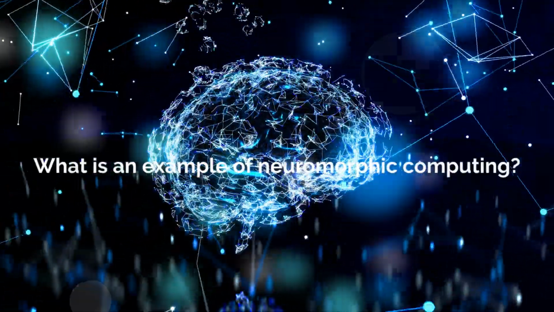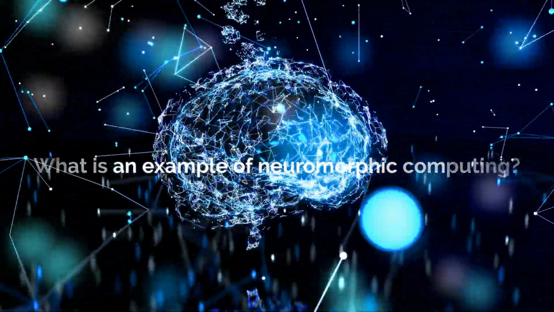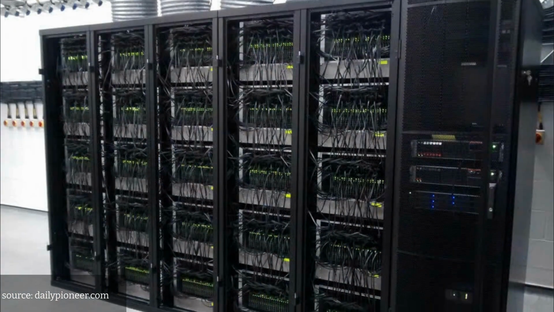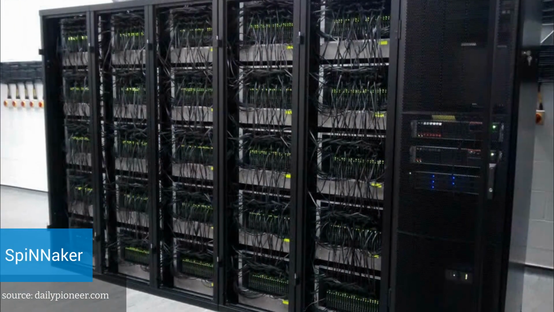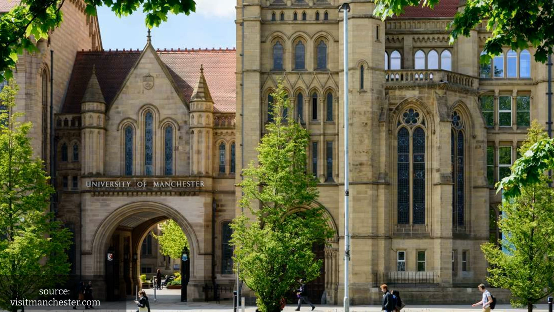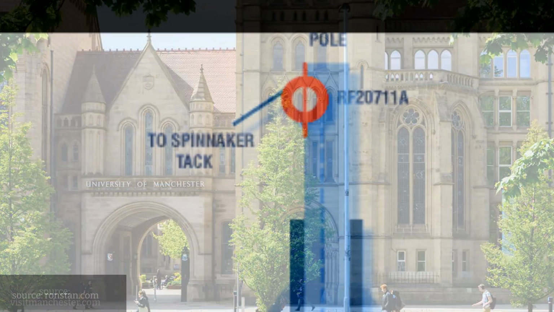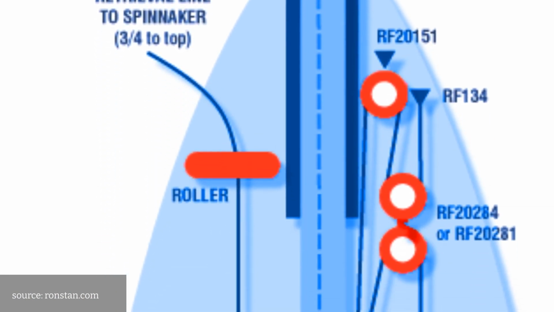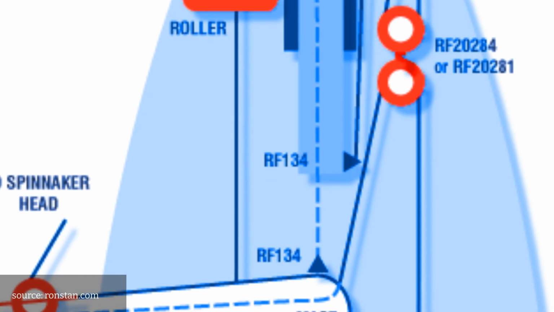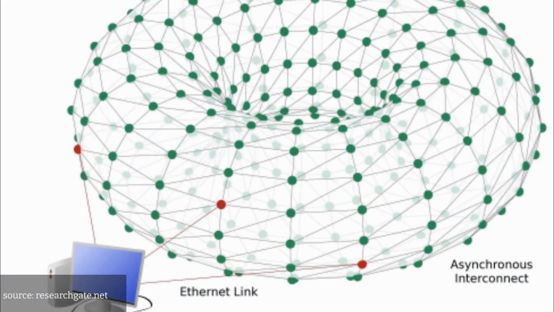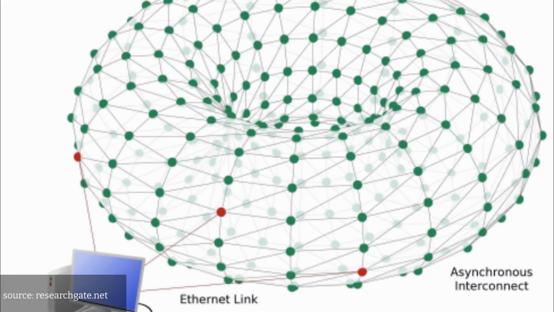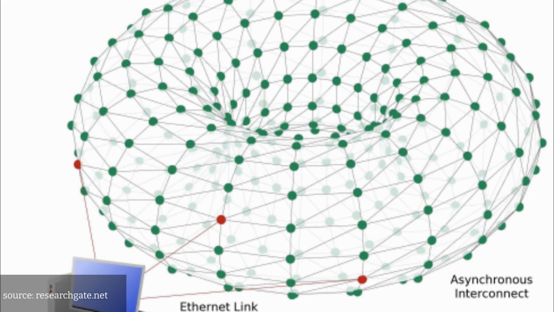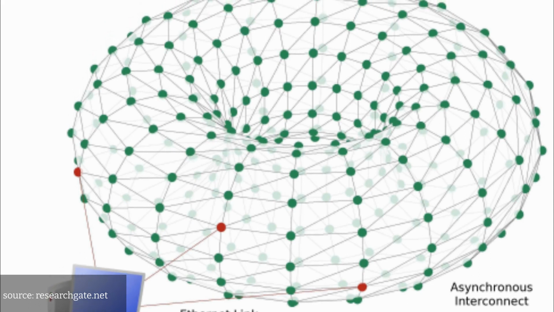What is an example of neuromorphic computing? One example of neuromorphic computing is the Spinnaker system, which was developed by researchers at the University of Manchester in the United Kingdom. The Spinnaker system is a massively parallel computing platform that is designed to simulate the workings of the human brain. It consists of a large number of interconnected nodes that are capable of simulating the behavior of millions of neurons in real time.